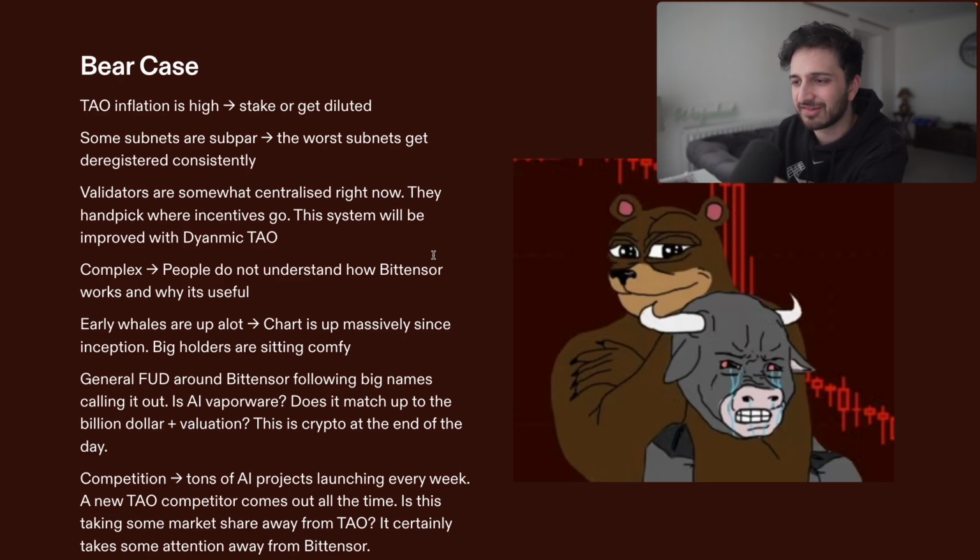I think generally Bittensor is a little bit complex, and perhaps people don't really understand why it's so useful and why it works. It's not as simple as a layer 1 chain, you know? It's not as simple as a meme coin. That does play a role in whether people will understand, appreciate, and then buy. Because Bittensor came out last year and was trading under $100 for a long time, we've got early whales that are up quite a lot. The chart is up massively, and big holders are sitting pretty comfy. That is just something to be aware of, of course.